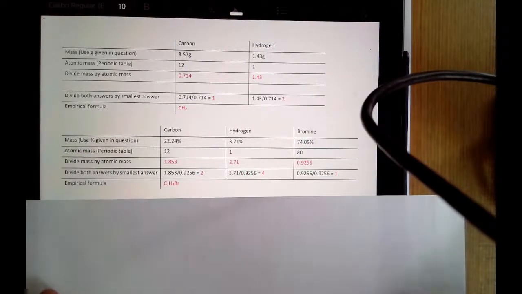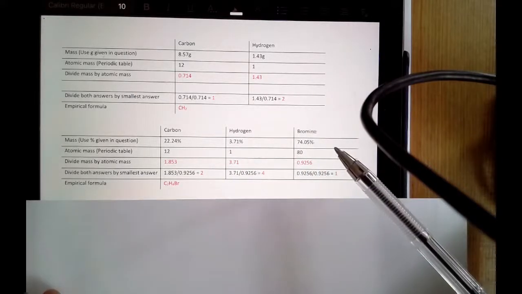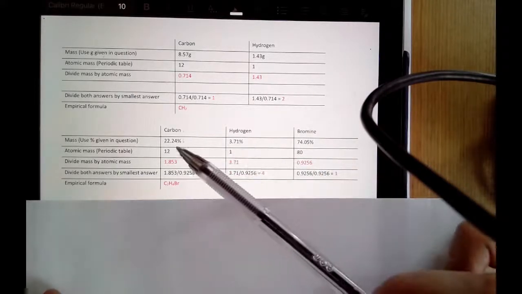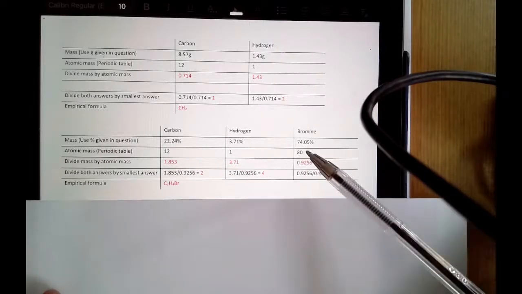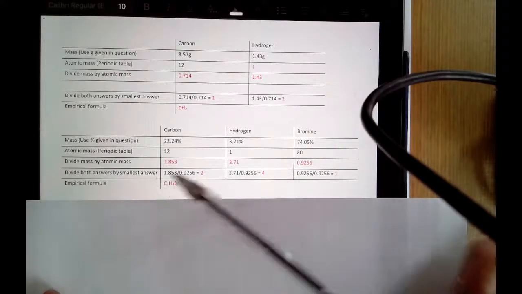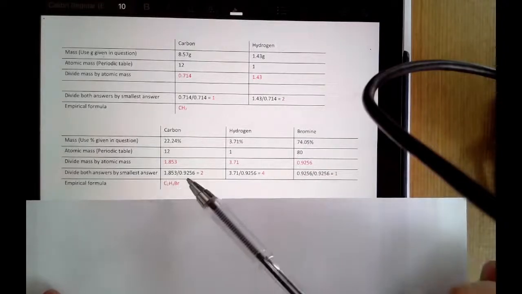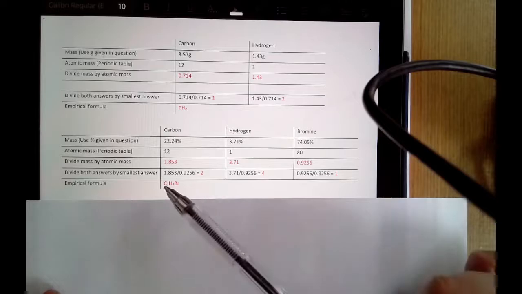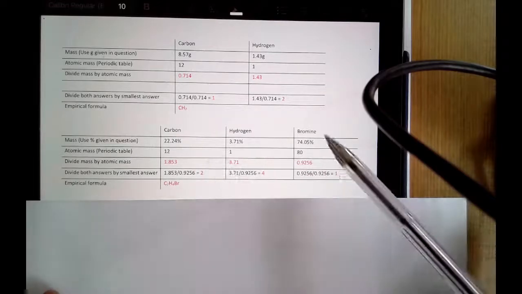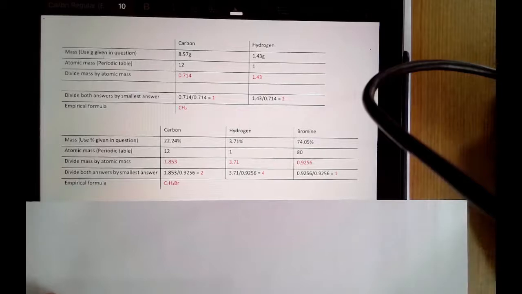The next one, you've got 3 elements, but I approach it in the same way. And again, I've got percentages, but it doesn't change how I do it. So I'm going to be doing 22.24 divided by 12, 3.71 divided by 1, 74.05 divided by 80. These are the 3 numbers I get. Of these, 0.9 is the smallest, so I divide all numbers by 0.9, and I get 2 is to 4 is to 1. So that's C2H4Br, and bromine is Br. Again, make sure you know your symbols.